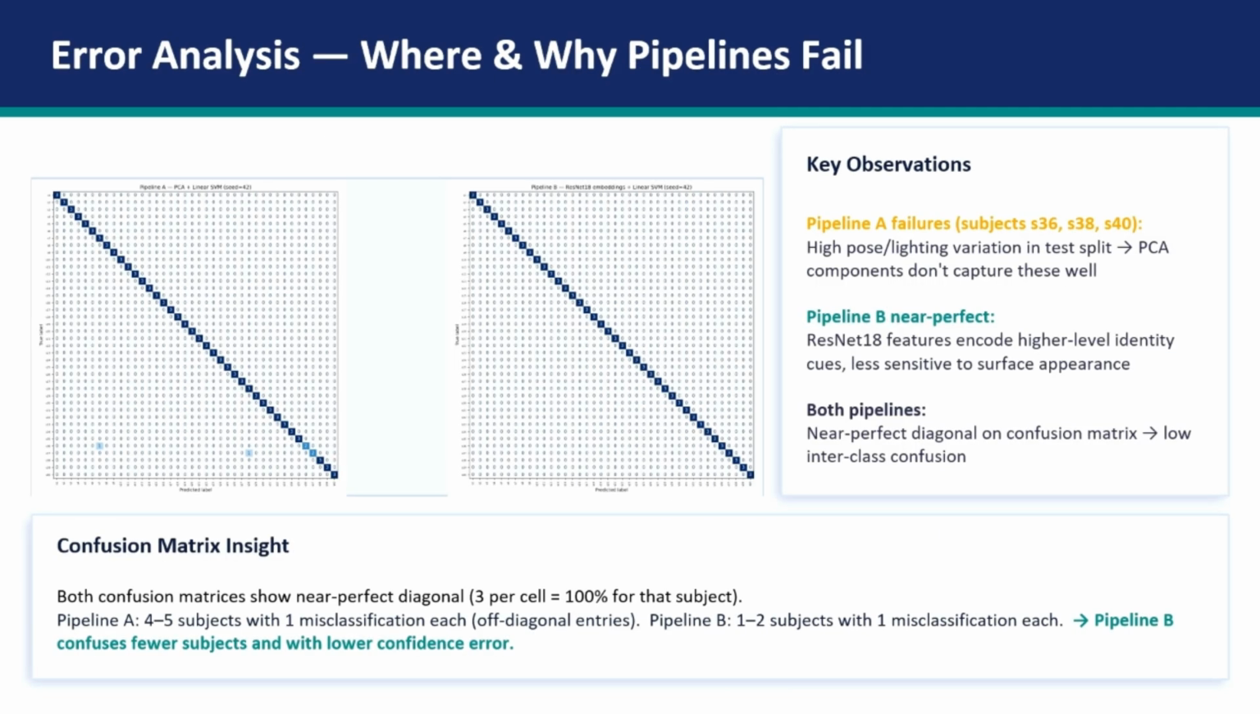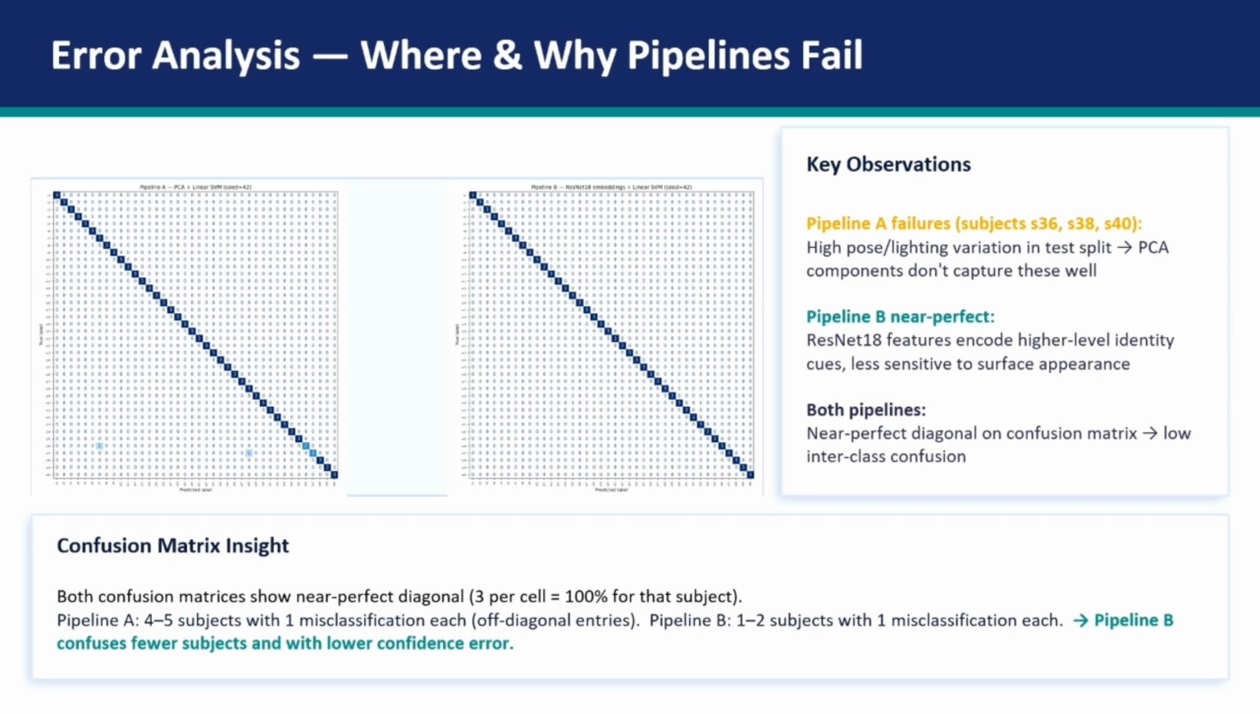We drill into per subject accuracy. Pipeline A consistently fails on subjects 36, 38, and 40, subjects with noticeable pose and lighting variation. PCA compresses faces into global pixel statistics, so any surface level change disrupts the projection. Pipeline B's ResNet 18 features encode higher level identity cues, making it far more robust.